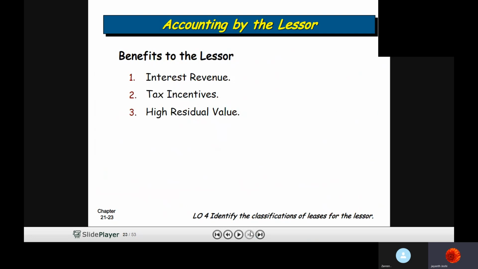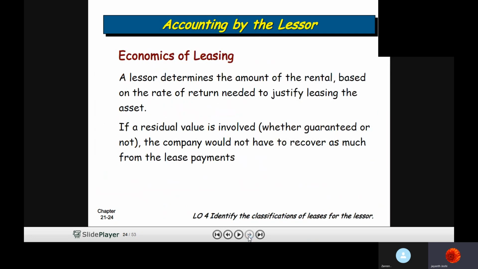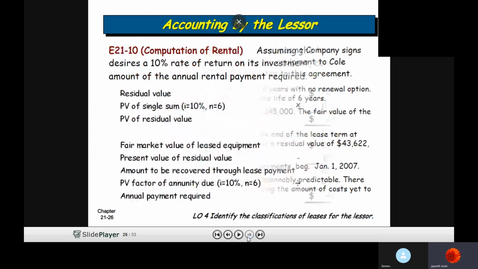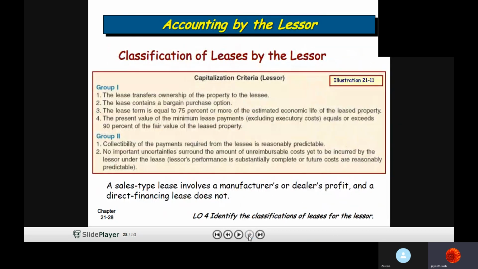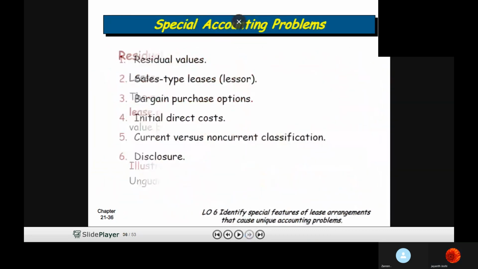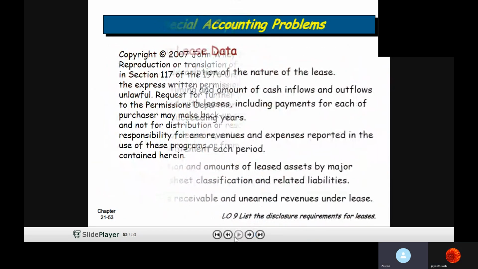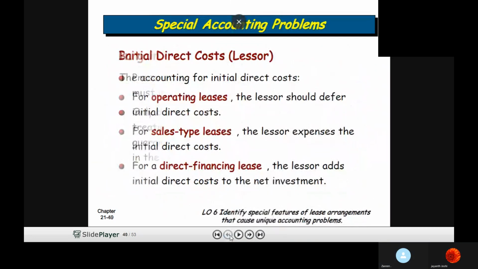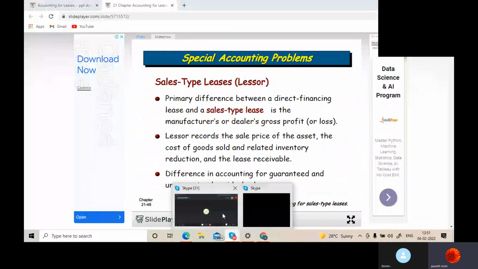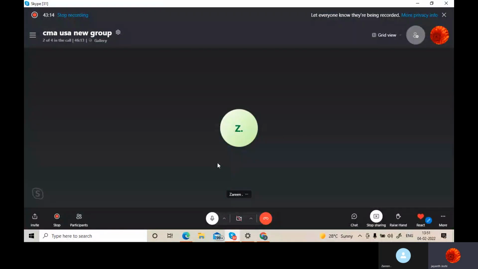So Zarina, what we did today is leasing in the books of the lessee. Tomorrow we will do leasing in the books of the lessor and put a full stop to this chapter. Tomorrow will be the last class for leasing. Then I can go for the financial reports. I'll finish 5-6 chapters in a flow in financial reporting now.